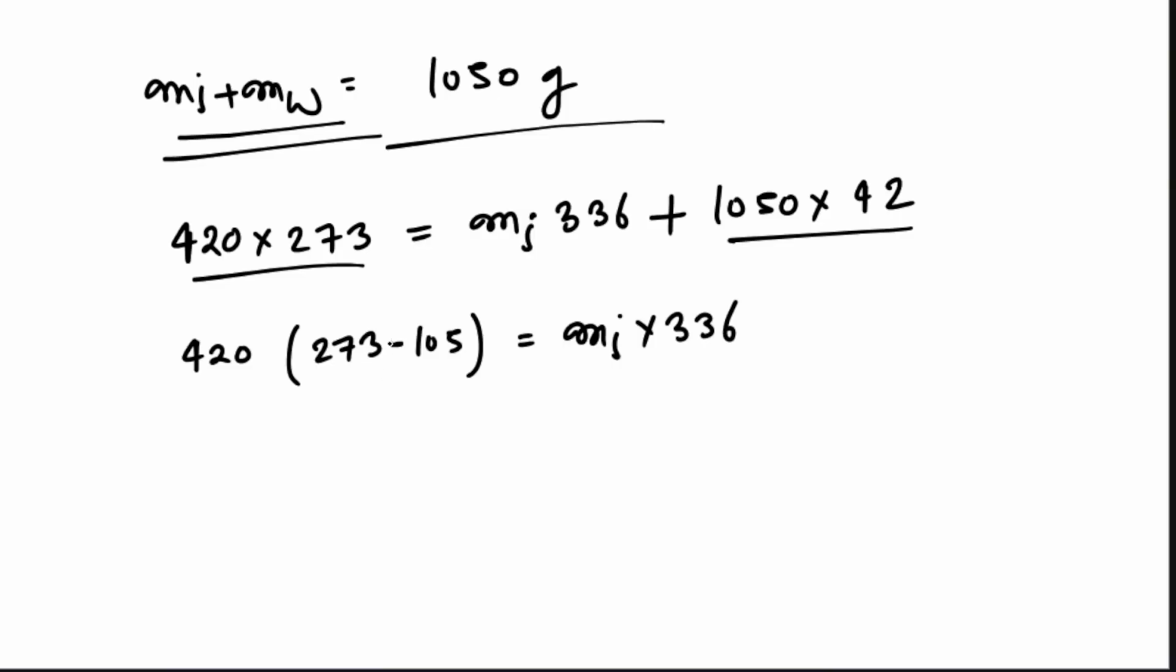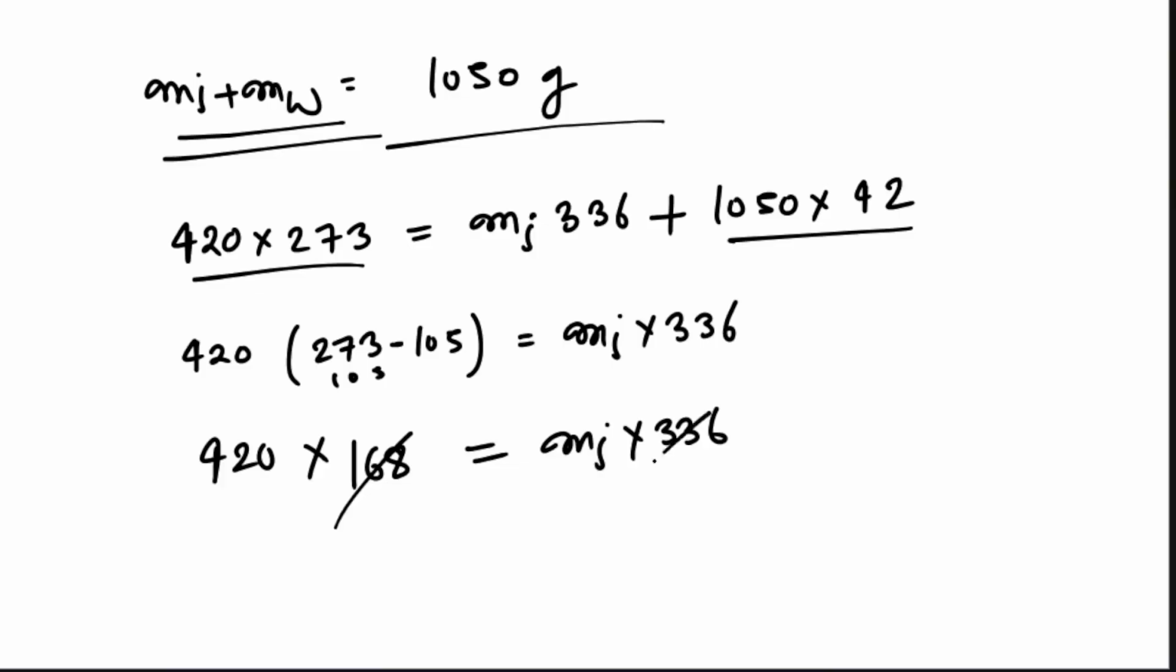And this will be equal to how much? 273 minus 105. This is 420 into, do one thing, subtract it. So this will become 8 and this will become 6. 168 is equal to mi into 336, and this will get cut by 2 times, right? Yes. So this is this 2, and then this will get cancelled like this. So mi we have got, that is 210 gram.